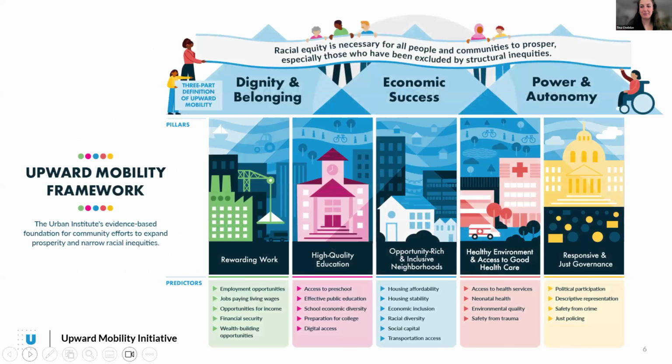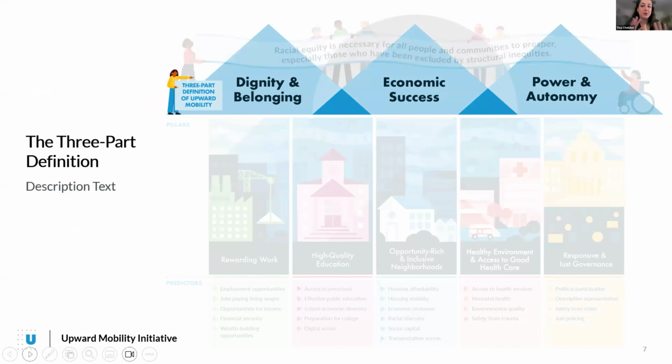So here is the upward mobility framework. I'll walk through each component of the framework to help you understand what each of these components means and also how they all fit together. Again, we're going to start with that three-part definition of mobility from poverty that I just showed you in the previous slide, which comes from the U.S. Partnership. This three-part definition has power and autonomy, economic success, and dignity and belonging, which are all the components required to holistically have upward mobility in a community.